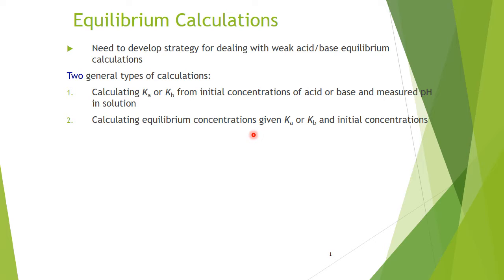Okay, so what we're going to do now is use equilibrium calculations to figure out the pH of weak acids and weak bases. And there are basically two kinds of calculations. You're going to be figuring out Ka or Kb given concentrations, or the other way around, you'll be figuring out concentrations using Ka or Kb.